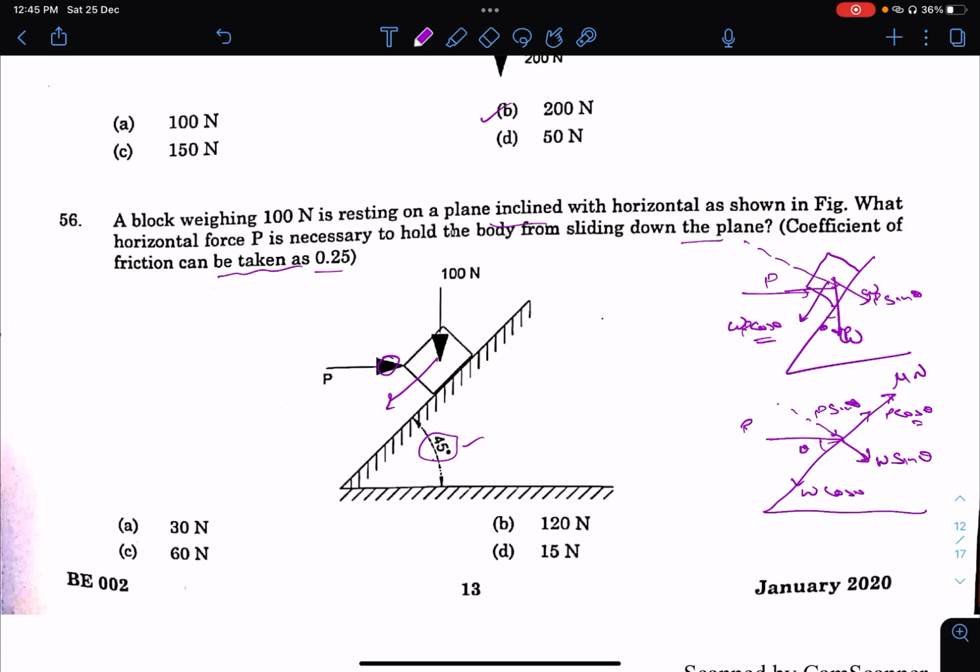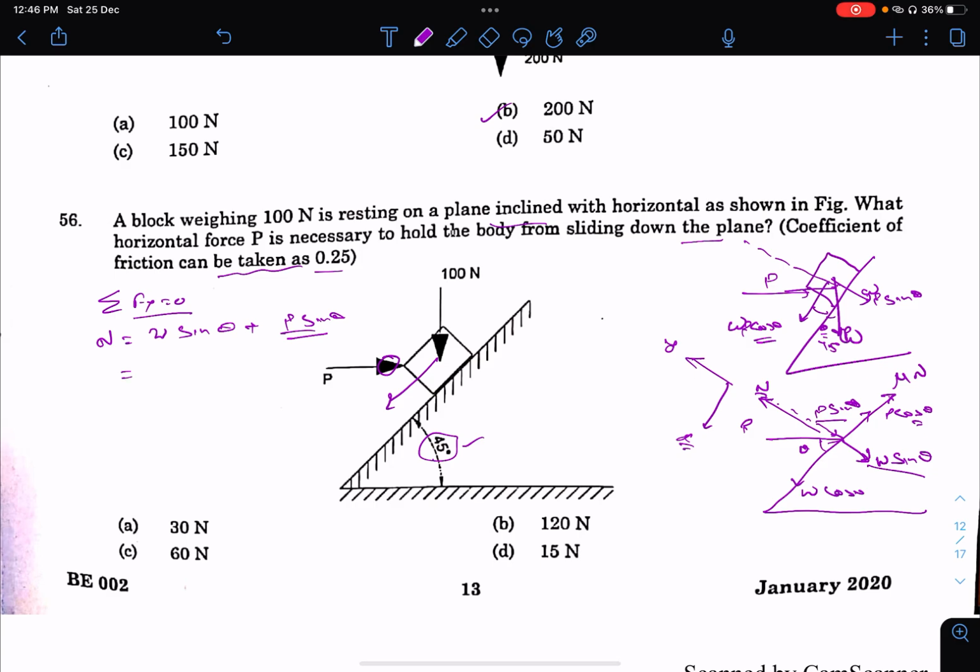So here N we have to find out. This is our N. So forces in y direction should be 0. This is my y and here it is x. So N is equal to, the forces in y direction, W sin theta plus P sin theta. Here I am taking theta as 45 degree, and this is also 45.